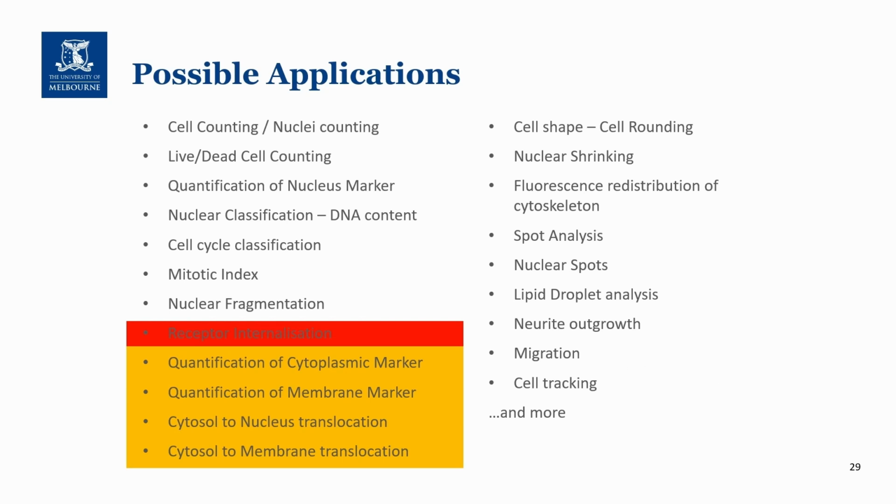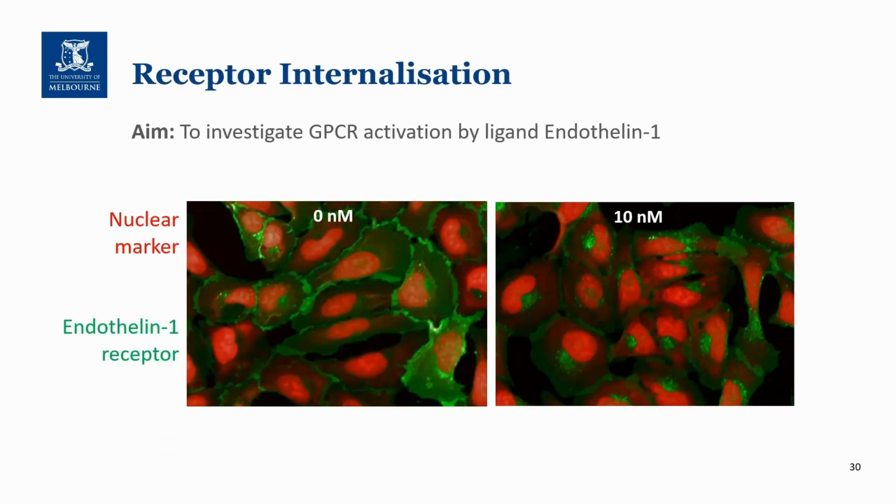The next group of experiments I will discuss are concerned with the quantification of one stain in relation to another. And in this case, we're going to look at receptor internalization. The aim of this imaging and analysis experiment is to measure the level of G protein coupled receptors activated by the endothelin 1 ligand. So a GPCR is a membrane receptor that can bind with this ligand and then concentrates in the perinuclear region after internalization. Here, the nucleus has been labelled in red and the GPCR is labelled green.